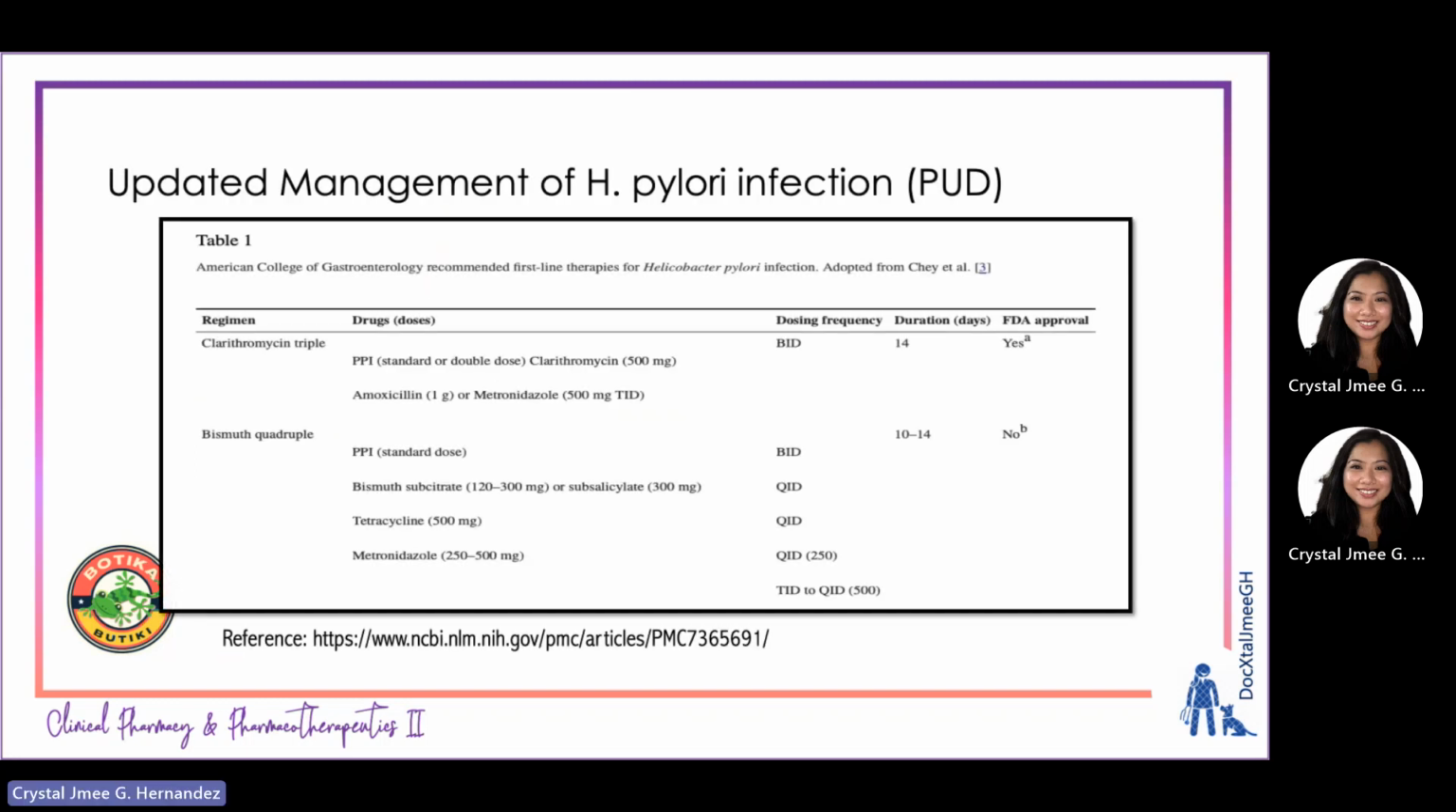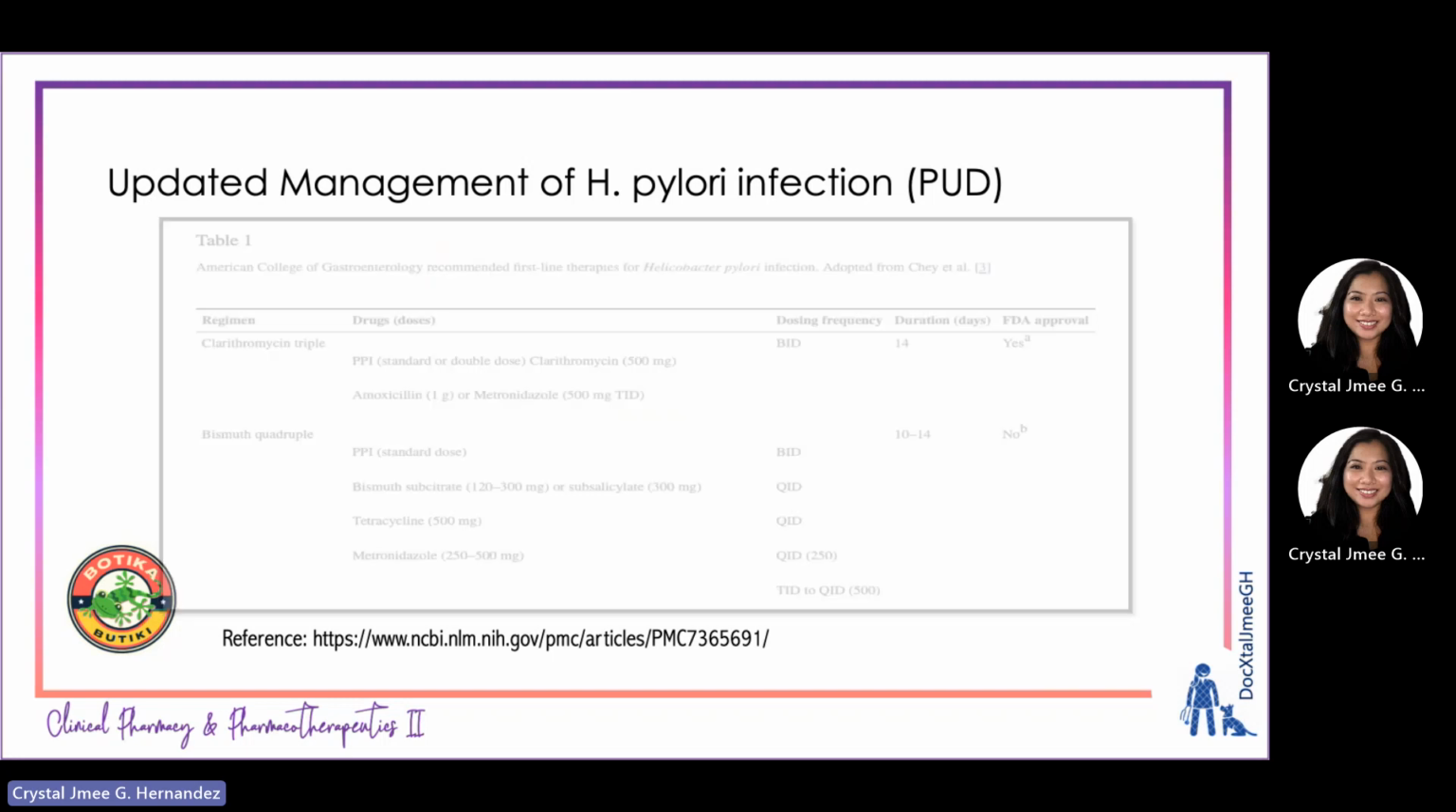And then for the updated management of H. pylori infection, in a recent guideline, I believe this is in 2017, these are the recommendations. We have the clarithromycin triple, which is a combination of PPI, clarithromycin, amoxicillin, or metronidazole. We have the bismuth quadruple therapy, or the BQT. This would include PPI, bismuth subsalicylate, tetracycline, and metronidazole.